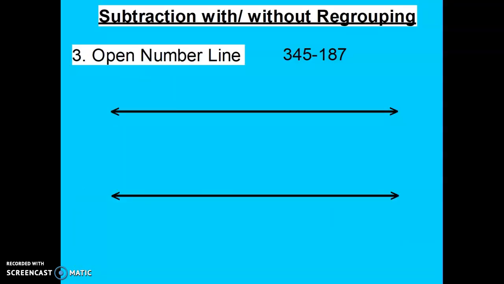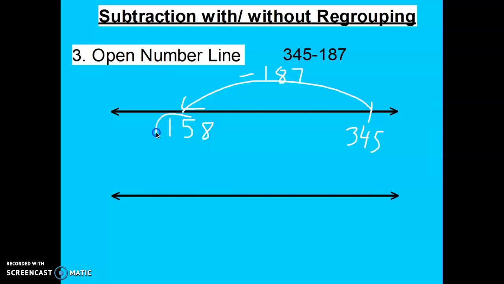The third way we use is open number line. All students need to know is 345 minus 187. They should start with the end of the number line, 345. And they need to understand that this picture, take away 187 equals 158. This is the picture they need to understand.